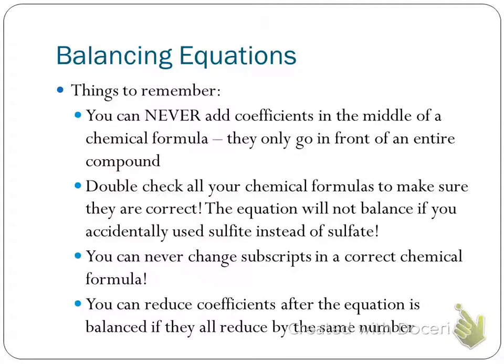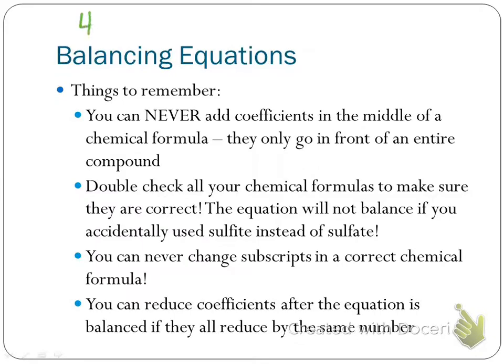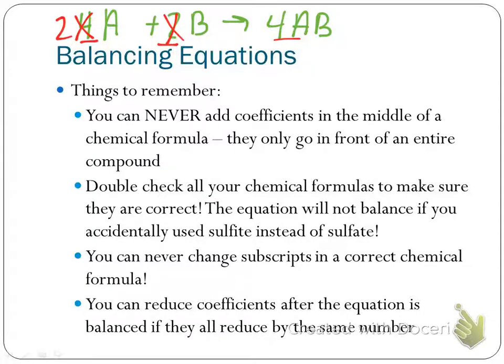Last thing I want you to see is that you can reduce coefficients after the equation is balanced if they are all reducible by the same number. This means you were balancing your equation and you just went too far. So it might look something like this: 4A plus 2B yields 4AB. If our equation looks something like this, all of these coefficients are reducible. Those are all reducible by what? By 2. So it really should be 2 to 1, which you just leave off to 2.